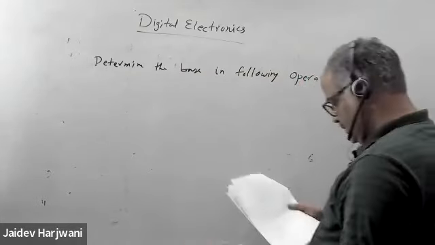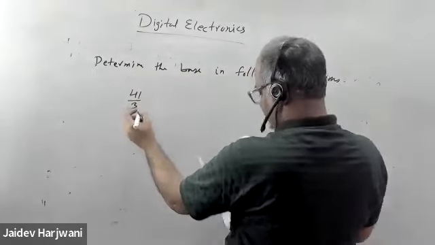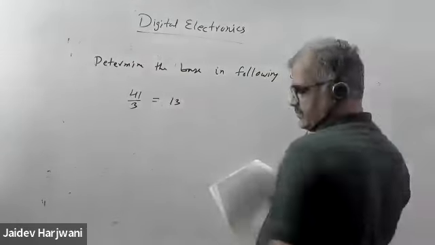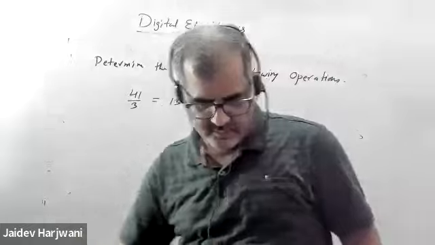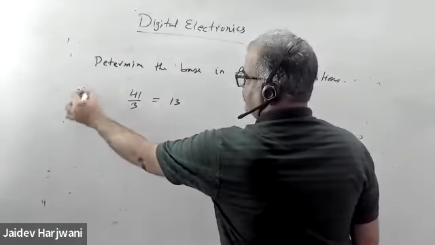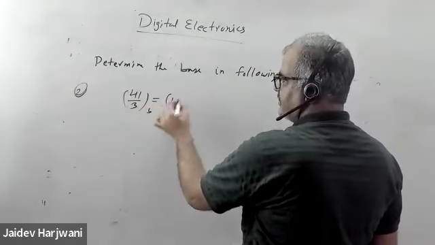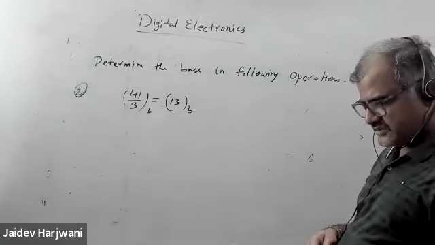Okay, so you have been given 43. In some base, 41 divided by 3 is equal to 13. I don't know what the base is. So in some base, 41 divided by 3 is equal to 13. Find out the base. What is the base? Tell me.